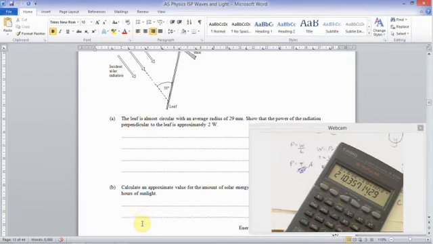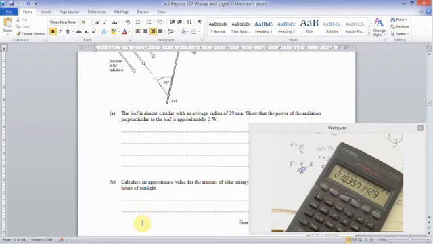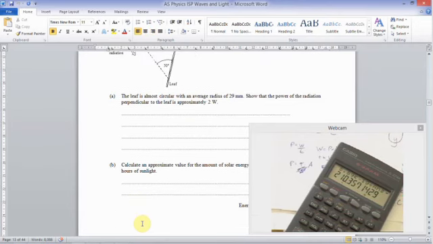It's got an average radius of 29 millimeters. Right, straight away into meters. It's 29 times 10 to the minus 3. It's almost circular. Automatically pi r squared. You've got to think about. Show that the power of the radiation perpendicular to the leaf is approximately 2 watts.